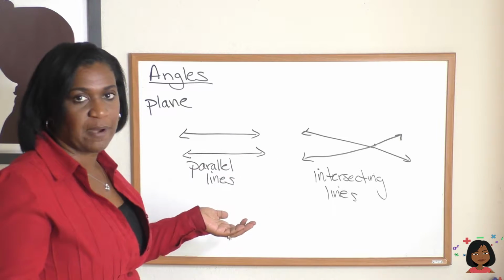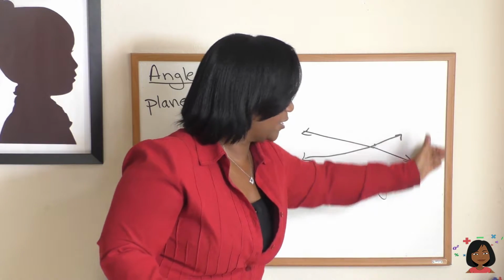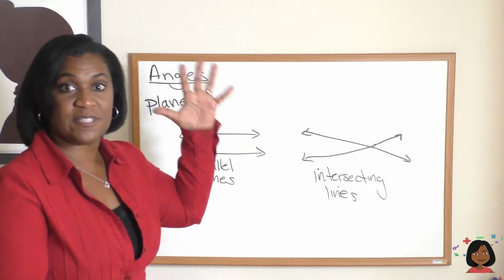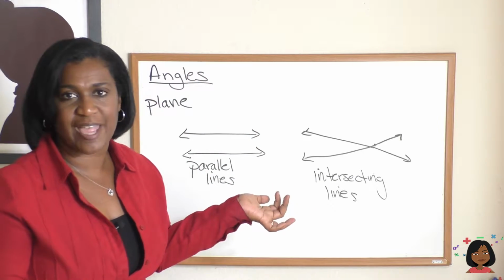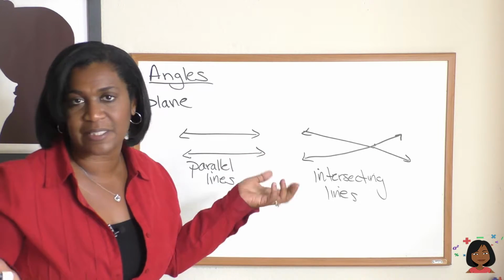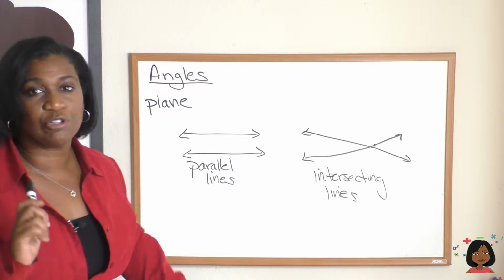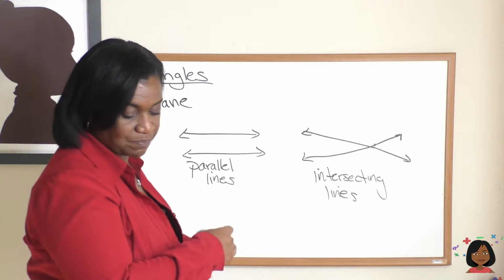What about parallel lines? On this board, we have parallel lines, right? This is a line here, and this is a line here, and these lines will go off indefinitely, and they're never going to intersect, so they're parallel lines. So parallel lines and intersecting lines are around us everywhere in life. But let's take a closer look at these intersecting lines.